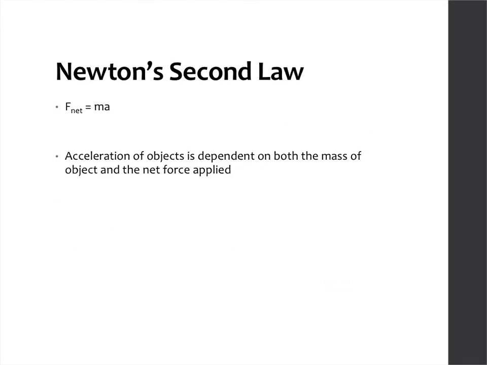Now let's talk about when you do have a net force. So Newton's second law is about F net equals ma. So this talks about the relationships between these three variables, and it's all about the acceleration of objects, how it's related to both the mass and the net force. So when we rearrange this equation to get acceleration by itself, you're going to get a is equal to F net over m. So the more force you apply, the more acceleration you're going to get out of that object.